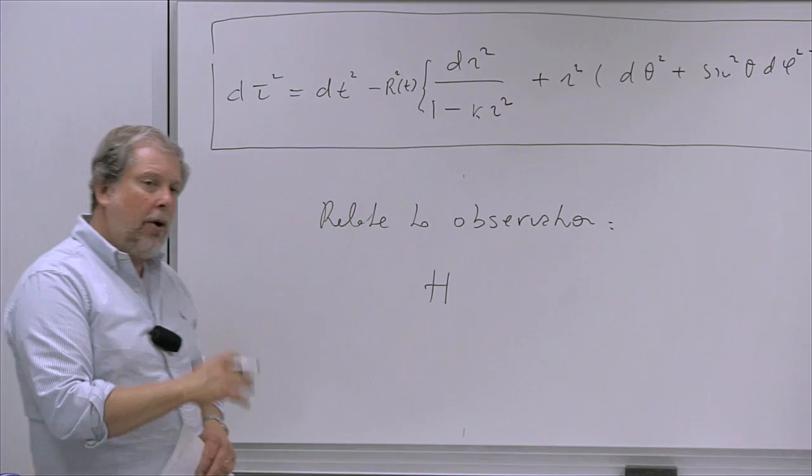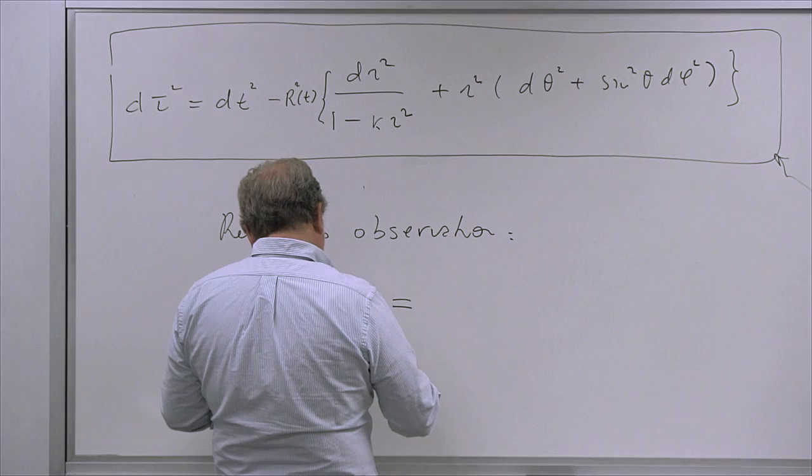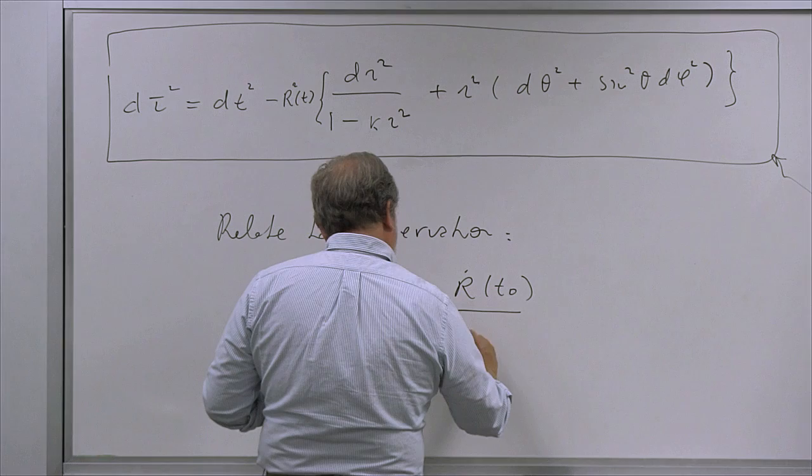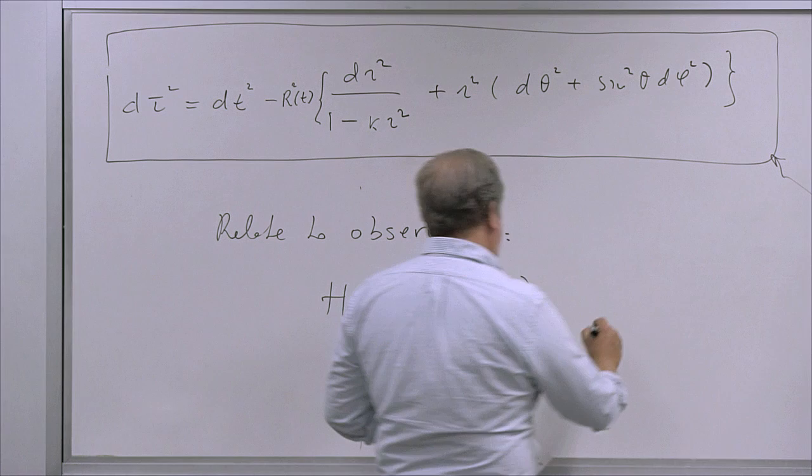Now, the Hubble constant is essentially a velocity, right? So here, H naught is equal to R dot of t naught divided by R of t naught. So the Hubble constant is the rate at which the universe expands, and it is, of course, measured today, so t naught is equal to today.